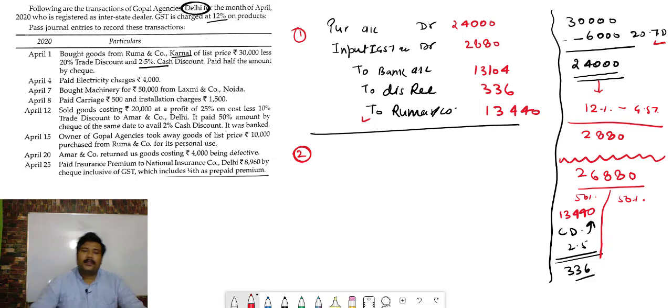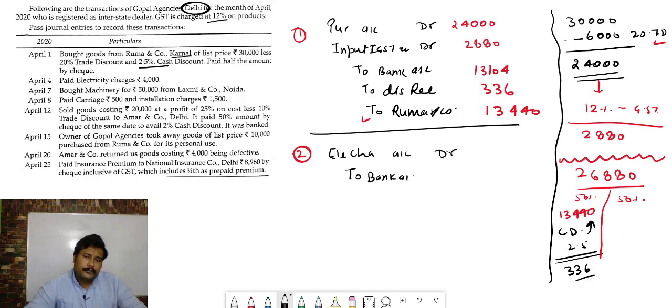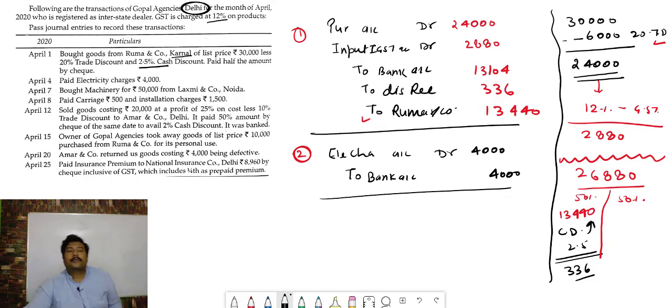Second one, but the second one is very simple. Paid electricity charges. As we know, at the time of electricity charge, water charge, and transportation charge, we are not calculating any GST. To pay electricity charge is very simple. Electricity charges account debit to bank account. How much? 4,000 and 4,000.